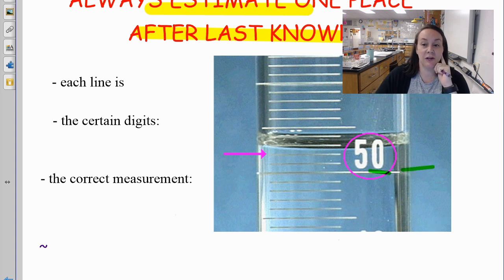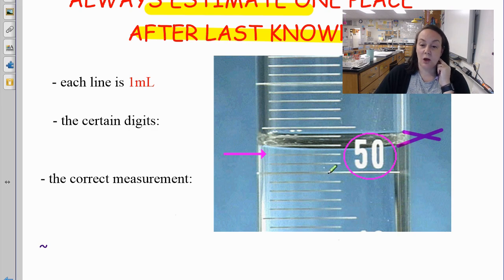So this is between 50 and 60. I see 1, 2, 3, 4, 5, 6, 7, 8, 9, 10 graduations. So what does each one have to be between 50 and 60 if there's 10 incrementations? Good. Each line is 1 milliliter. So then the next thing you have to do is say what you know for sure. So we have this meniscus, and remember, we read from the bottom of the meniscus, not the top. So you need to get eye level and read from the bottom.